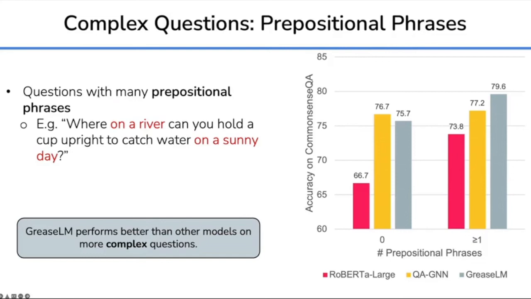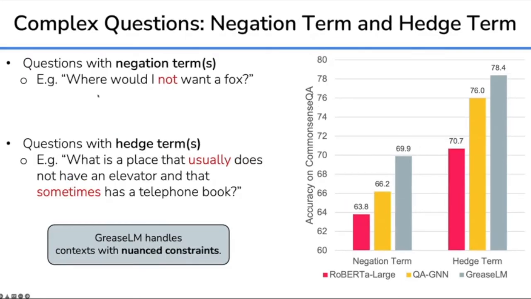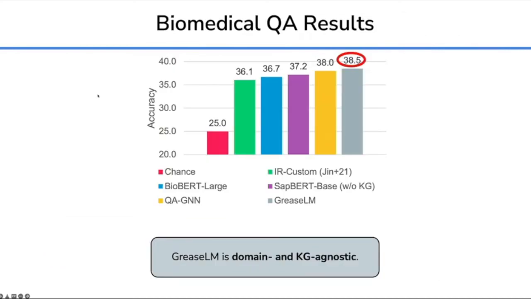We also perform experiments showing that GreaseLM does better on more complex questions, as measured by proxies such as prepositional phrases, and measured by negation terms and hedge terms. We also do experiments in the biomedical domain and see the same patterns as in the common sense domain.